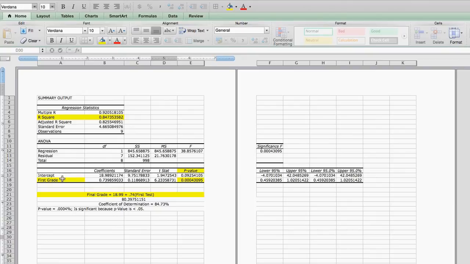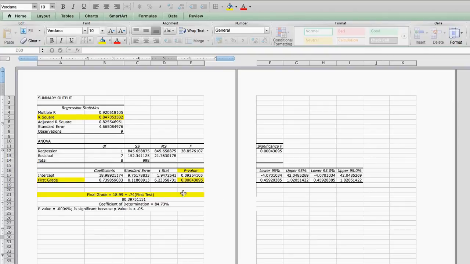Let me come down here, looking at the bottom, and that breaks it down by our coefficients. So you have the y-intercept, you have first grade, and really what I've done here, highlighted in yellow, I've typed out what that least squares or linear expression happens to be. So what we're saying here is the final grade, that's my dependent variable, is equal to the y-intercept 18.99 plus the slope 0.74 times my first test, which is, of course, my independent variable. So that's the linear expression.